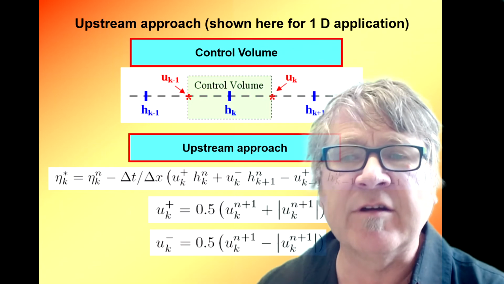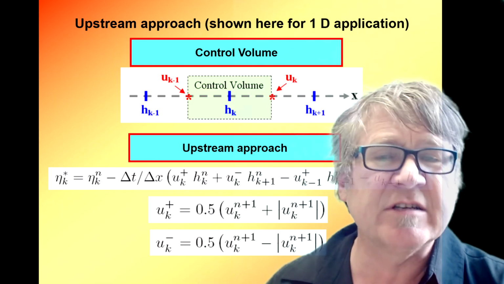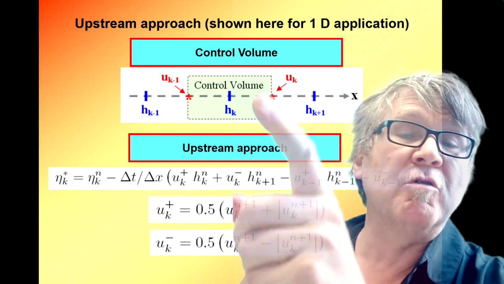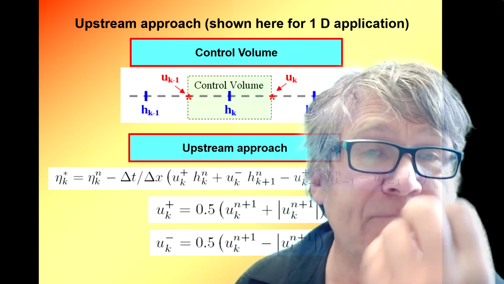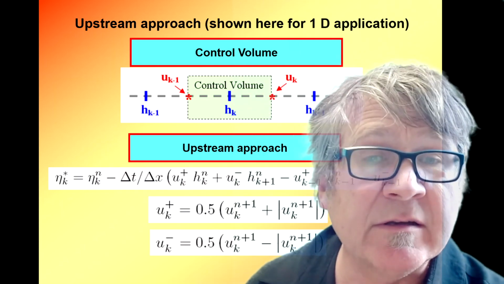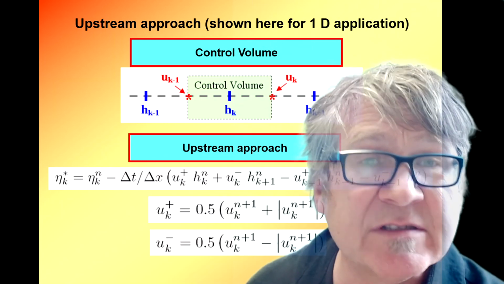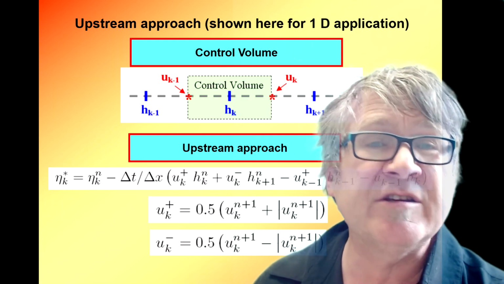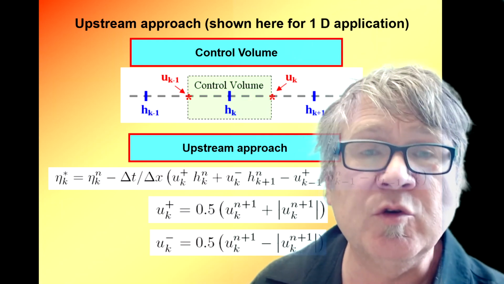And that's just a little trick. Okay, so this is what we call the upstream approach here, because it's dependent on the direction. The direction of the velocity component determines which grid cell you use in your calculation.